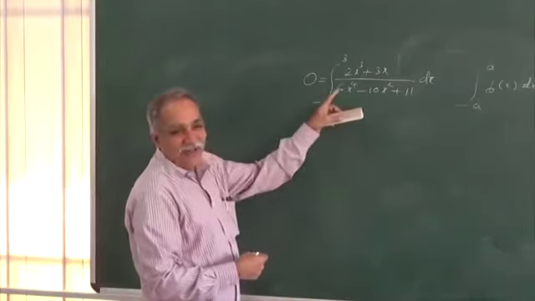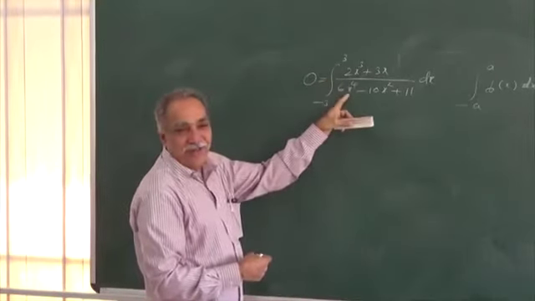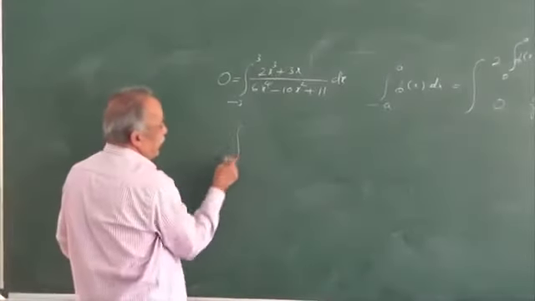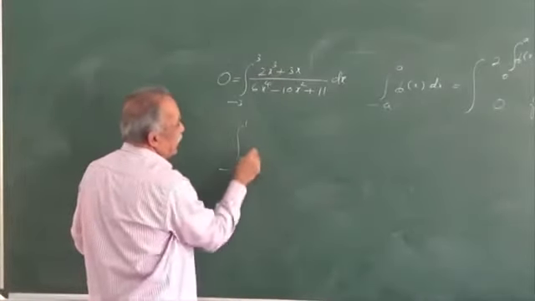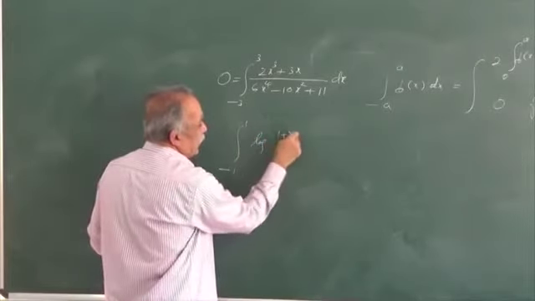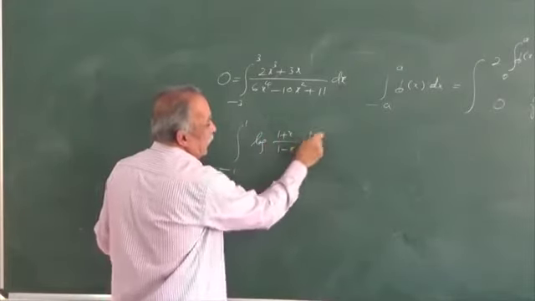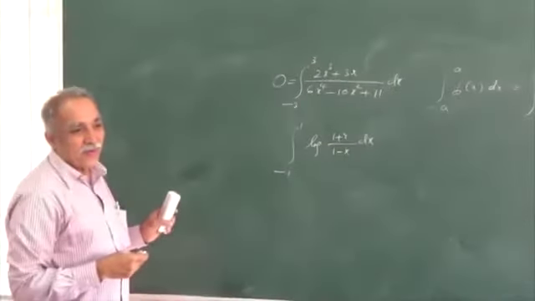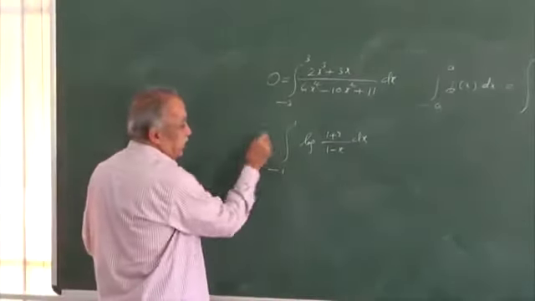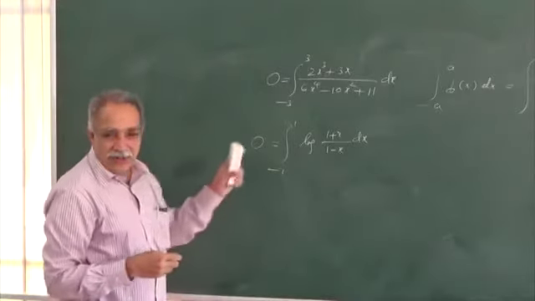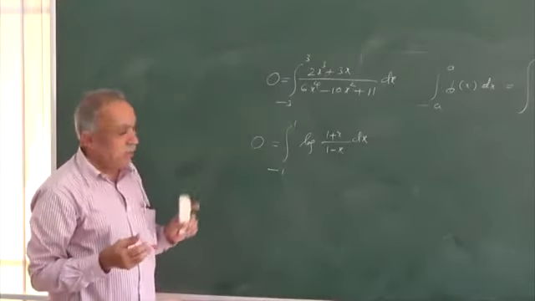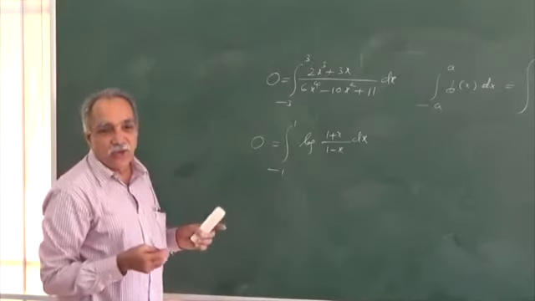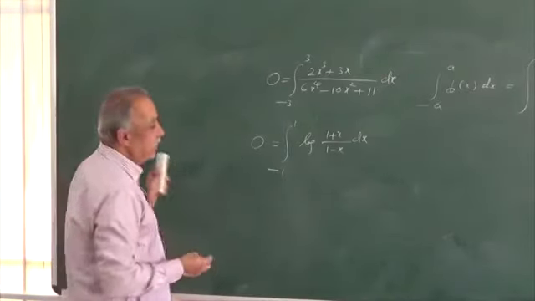This is an odd function. Numerator odd, denominator even, quotient is an odd function, integral value 0. 0, because the integrand is an odd function. You replace x by minus x, integrand becomes log of 1 minus x by 1 plus x, which is negative of log 1 plus x by 1 minus x.